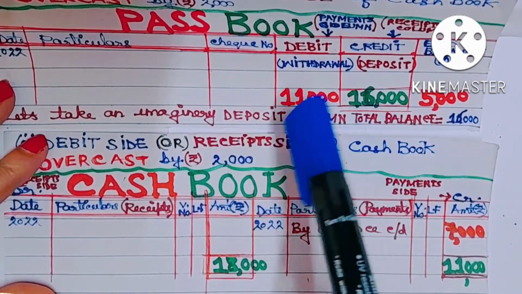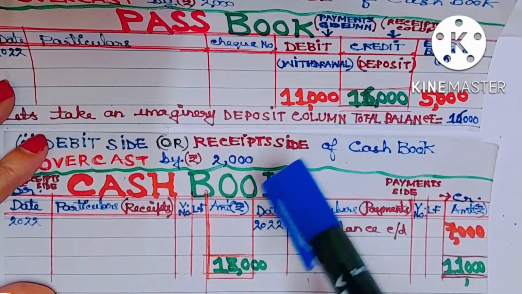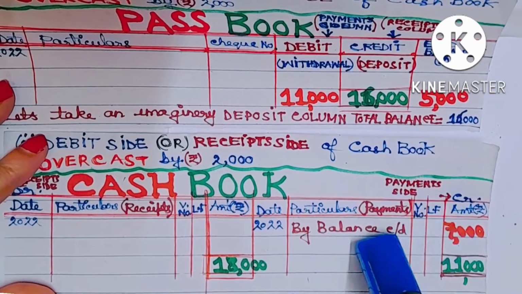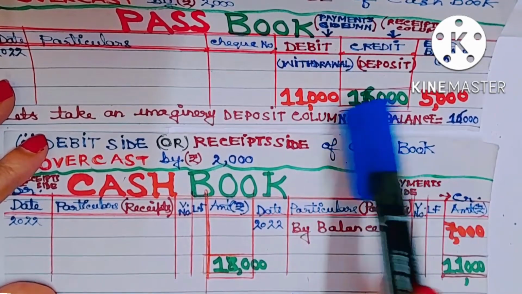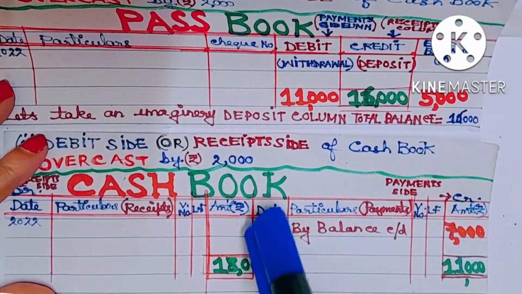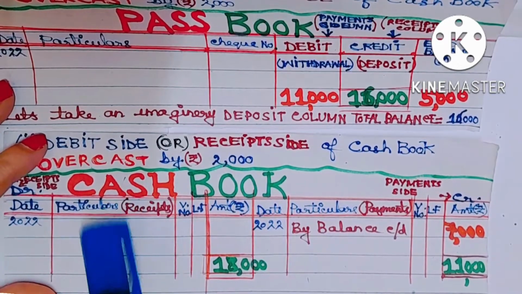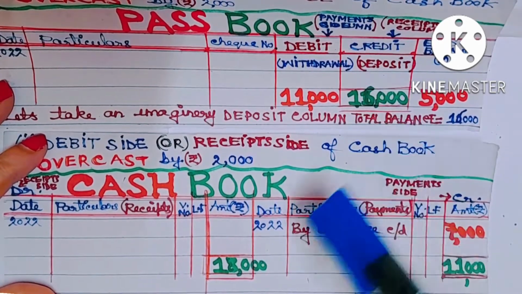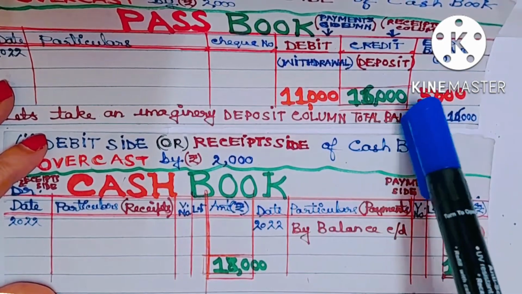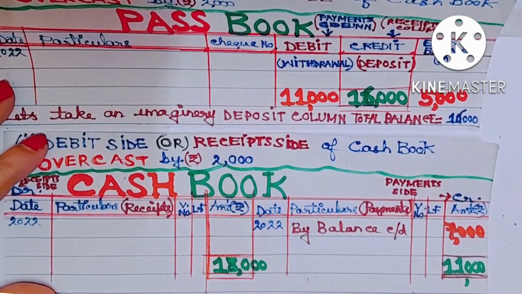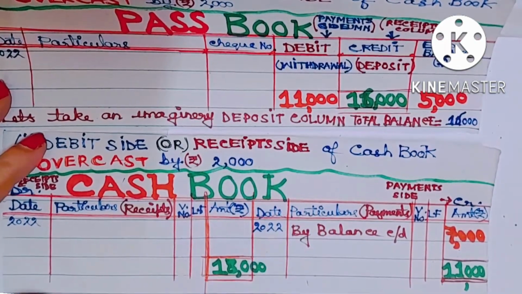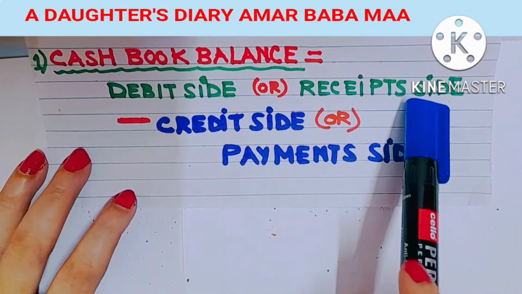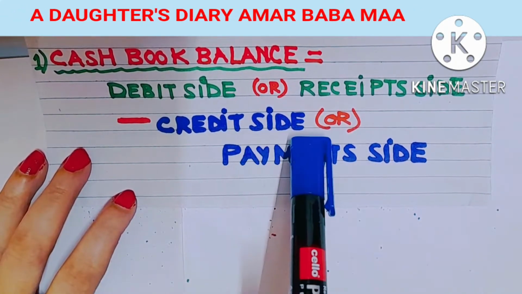The total of debit column or withdrawal column or payment column of passbook should be 11,000 as well as the total of payment side or credit side of cash book should be 11,000. Both are correct. Which one is wrong? Only receipt side or debit side of cash book is equal to 18,000. But credit column or deposit column or receipt column of passbook is equal to 16,000, which is correct. So how do we get cash book balance? Let me show you once again. Cash book balance is equal to debit side or receipt side, all the same, minus credit side or payment side.